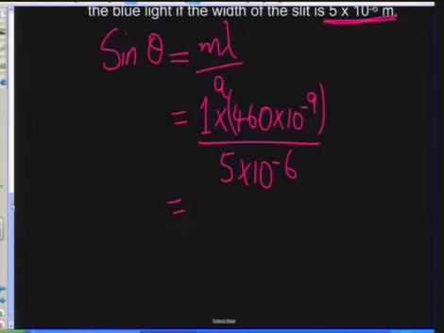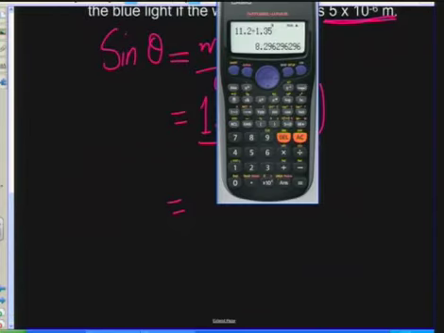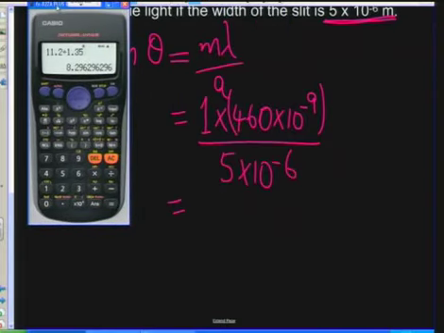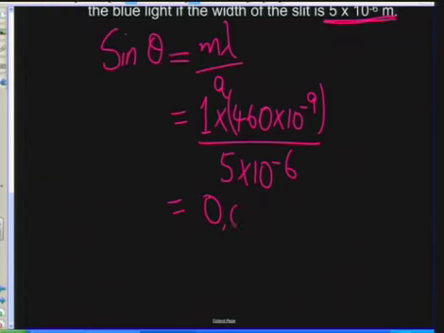We bring out our calculator. The 1 remains as is, so it's 460 × 10^-9 divided by 5 × 10^-6. Then the answer is 0.092. But remember, this is the sine of the angle theta.